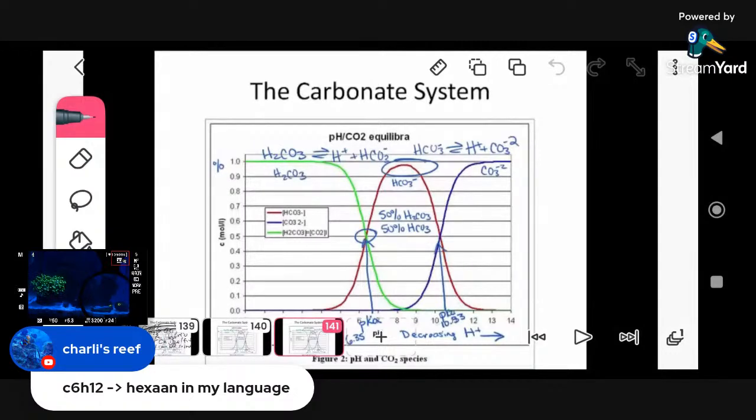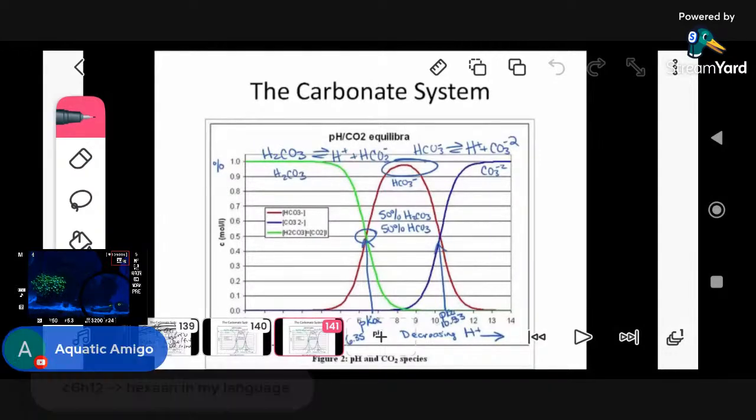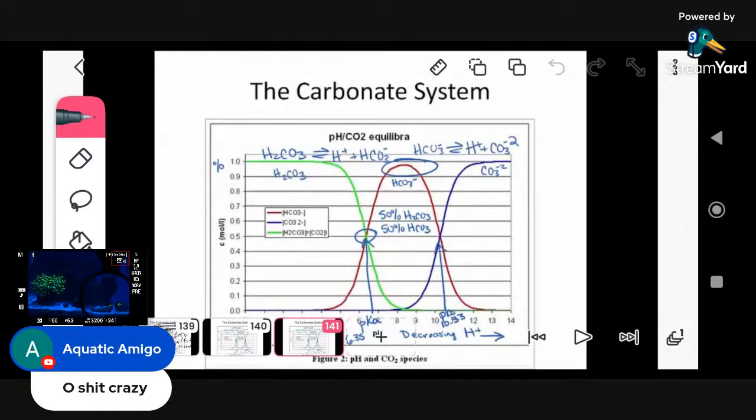Hexagon in my language. Oh, crazy. Yeah, aquatic amigos.